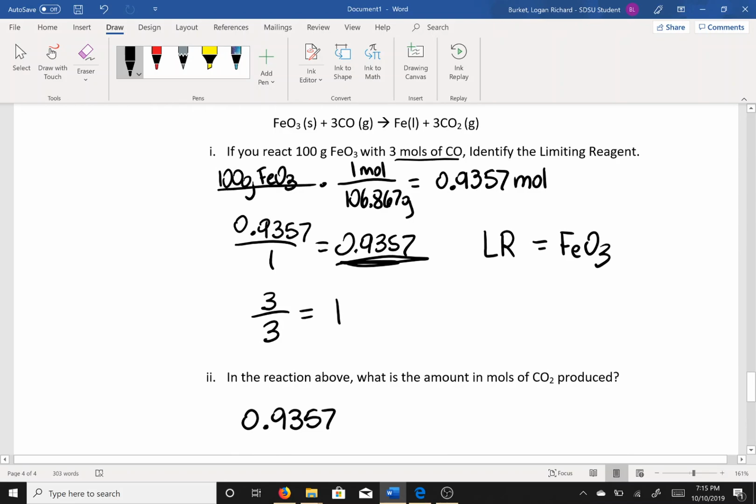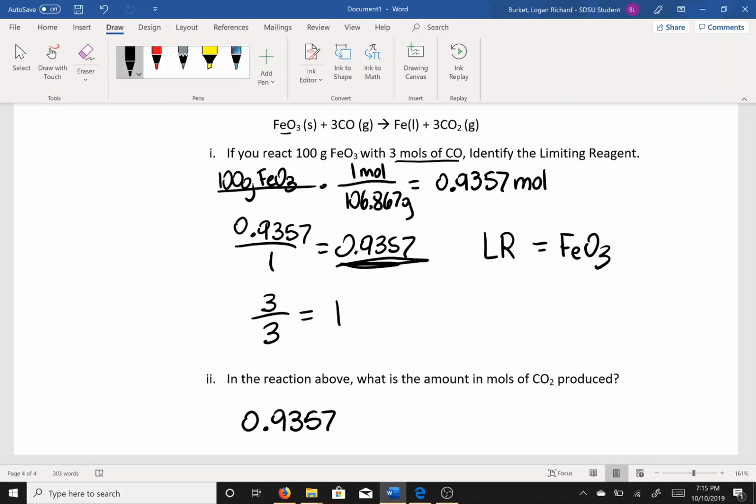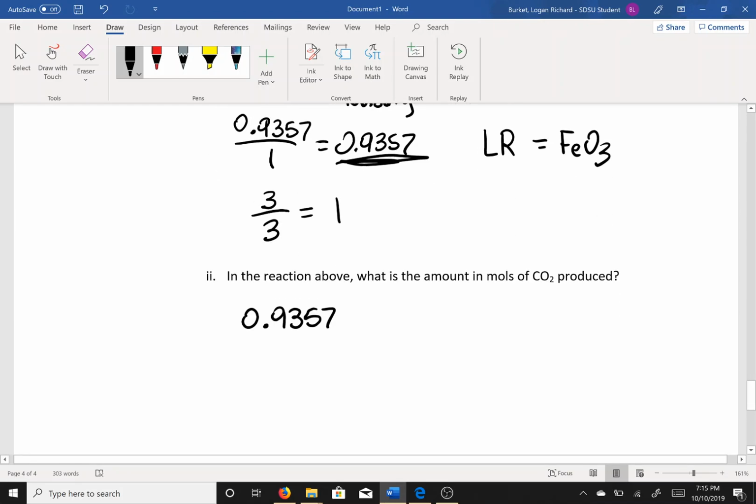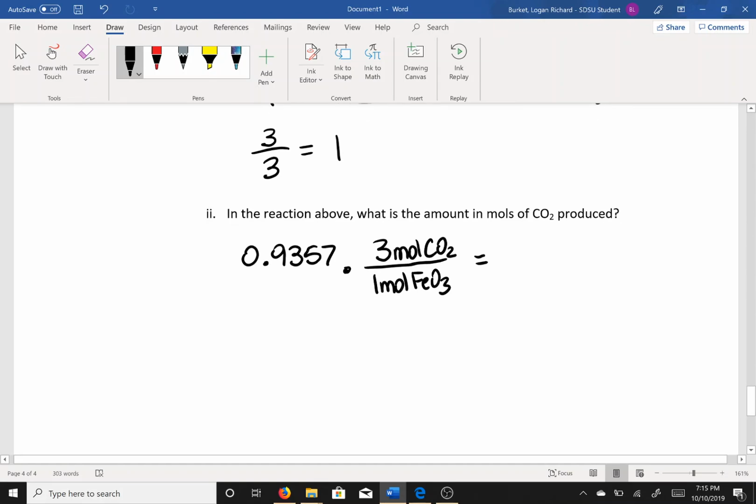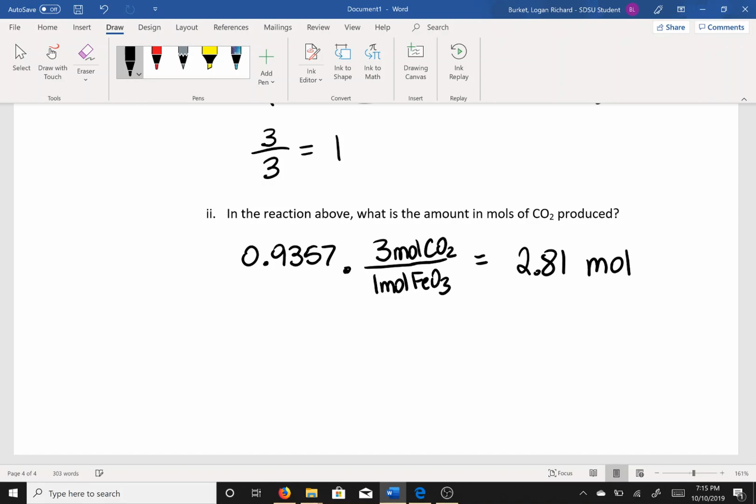And then we look at the ratio from FeO3 to CO2. On the left side, FeO3 has a coefficient of 1 in front of it, but CO2 has a coefficient of 3. So for every 1 mole of FeO3, there are 3 moles of CO2 produced. All right, so then that's just multiplied by 3. It gives us 2.81 moles of CO2. All right, and that's it.